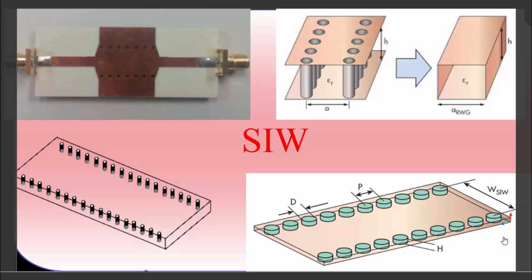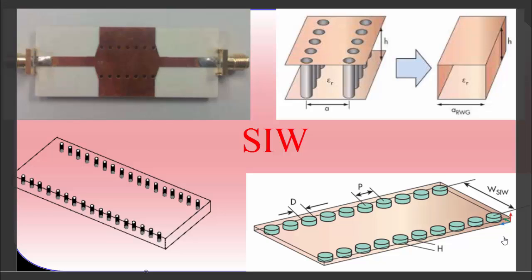Another important point is the pitch separation, meaning the periodic via separation. Roughly for a particular frequency, it should be much less than lambda g by 8, lambda g by 16, like this. At 10 gigahertz, usually 1 mm pitch-to-pitch separation is maintained, or 2 mm pitch-to-pitch separation you can do. So the thumb rule, again I am repeating, is that it should not exceed lambda g by 8. So that is the basic principle of SIW.